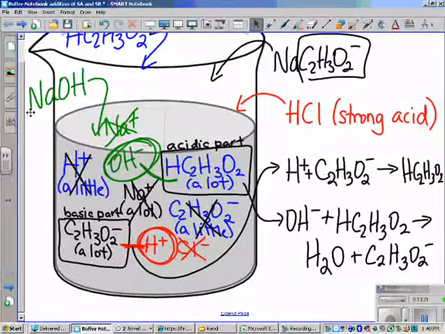If we've made more of the basic part of the buffer, the pH is going to go up a little bit. But not as bad as it would have been if only hydroxide had been affecting the pH. So we're choosing, I guess you could say, the lesser of both evils. Okay, hey, let's see if I was right.